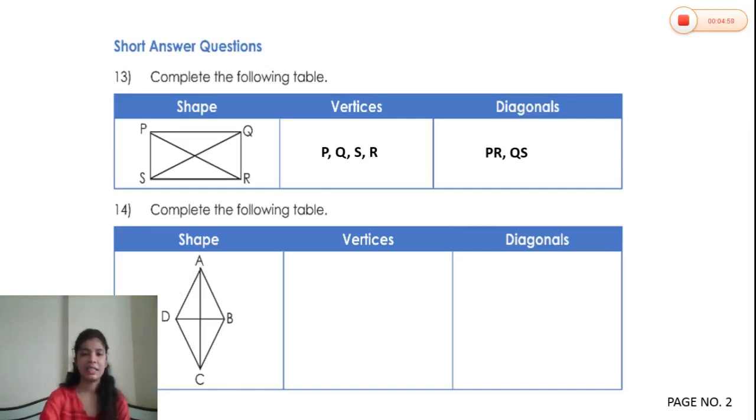So let us see the vertices. Point A, point B, point C and point D. So these are the vertices. Now diagonals. A is joined to C and B is joined to D. So the diagonals are AC and BD. Have you understood these questions? Now move to another question.